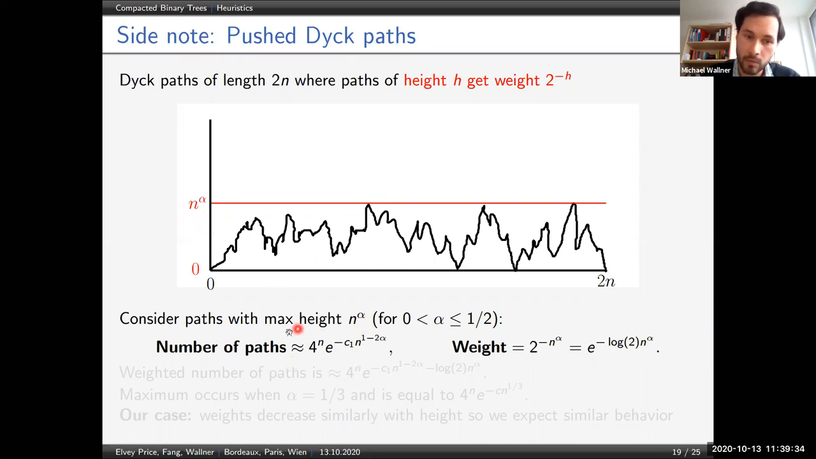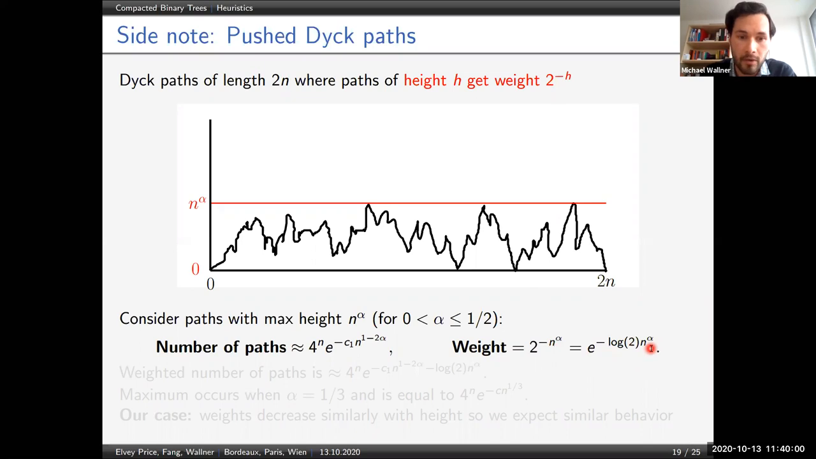Then it's known, there are results, that the total number of these paths is roughly 4 to the n times e to the n, constant times n to the minus 2 alpha. This is the total number of paths. This is a known result. Then my weight is 2 to the minus h, where this is the path which can't go higher than n to the alpha, basically they will reach n to the alpha, so it is 2 to the minus n alpha, which I can rewrite again into this form, e to the minus log 2 times n to the alpha.